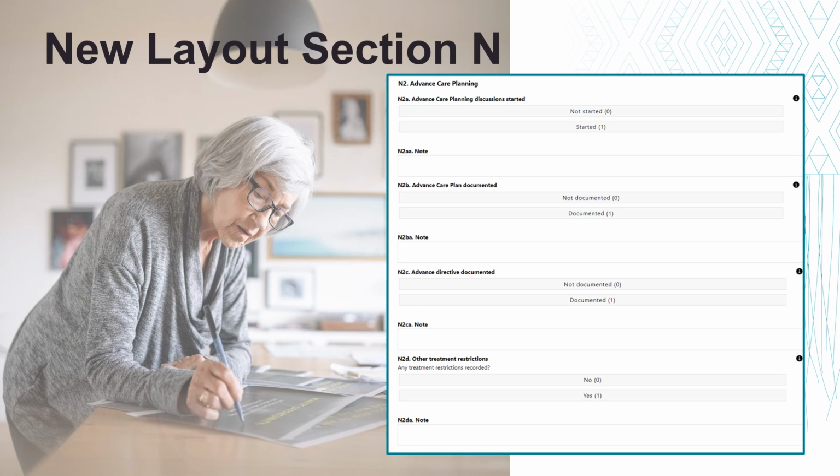These can be verbal. We also have treatment restrictions. These are where a medical instruction by a health practitioner has been written and signed. This would be, for example, a do not resuscitate order. You can find more information on these in the section Help when you conduct your assessments.